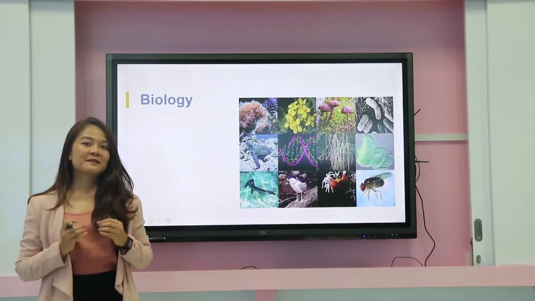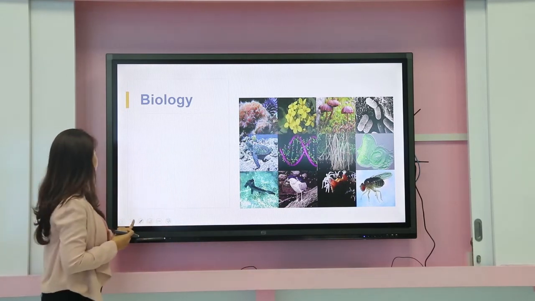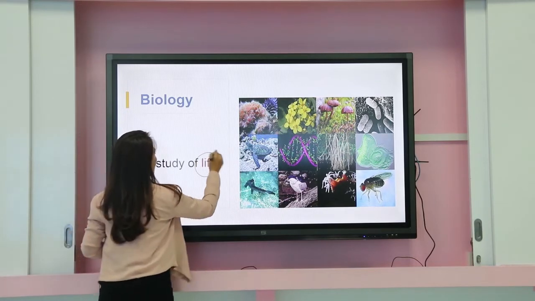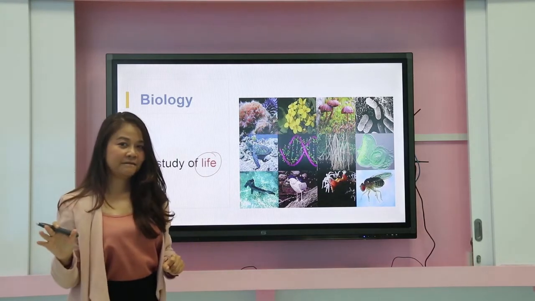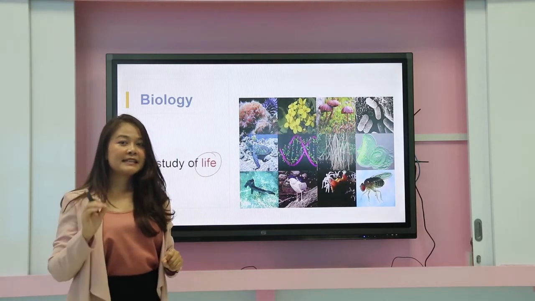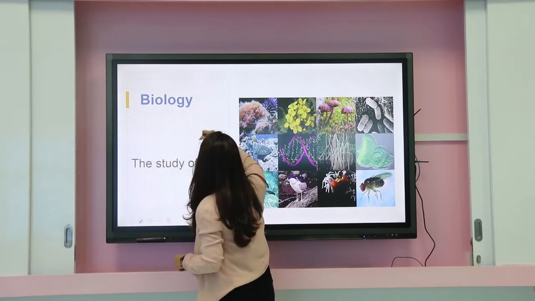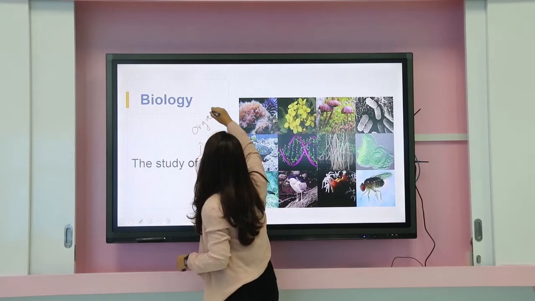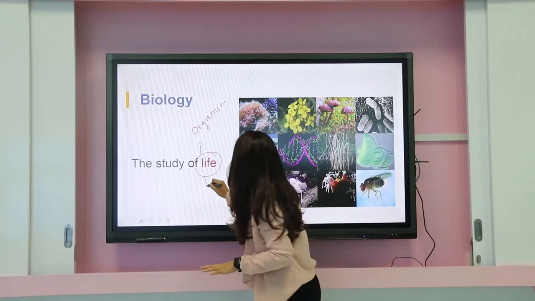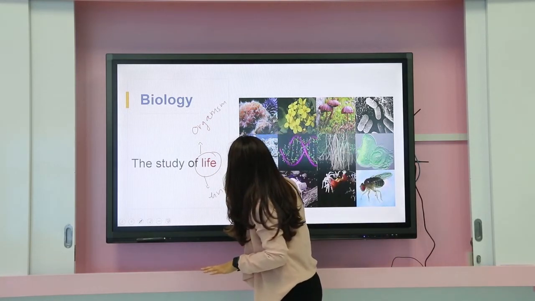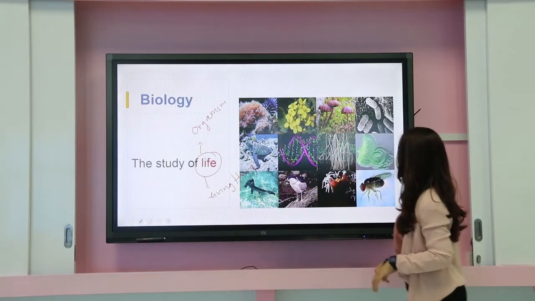What is biology? Biology is a field of science that studies life. What does it mean? Life means everything that has life; when you study about them, it's in the field of biology. What are they? Life, or sometimes we call it an organism. It's the same as living things, okay? Organism or living things.